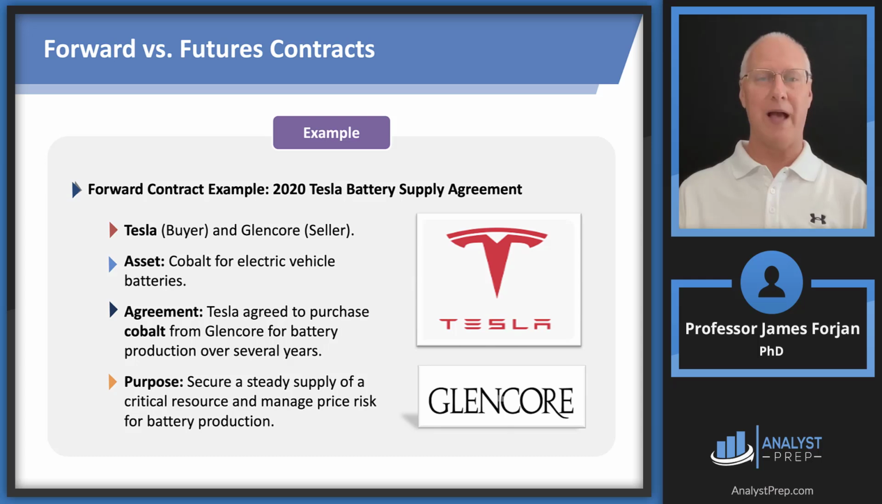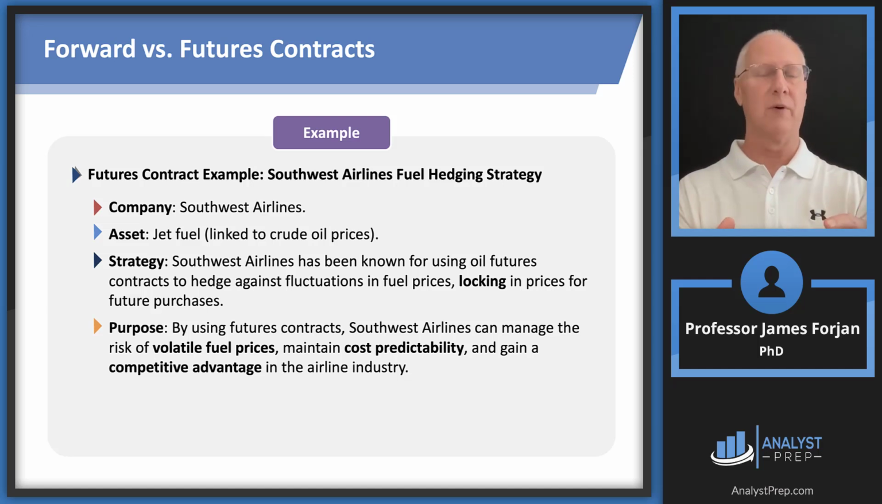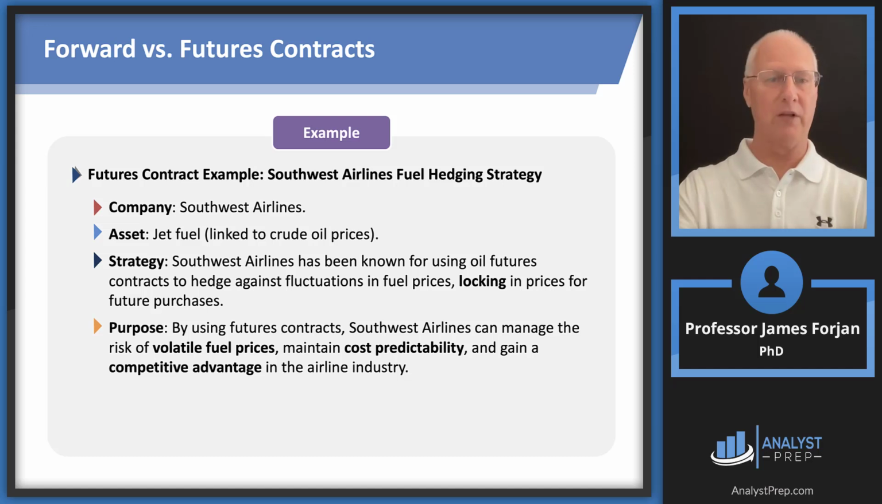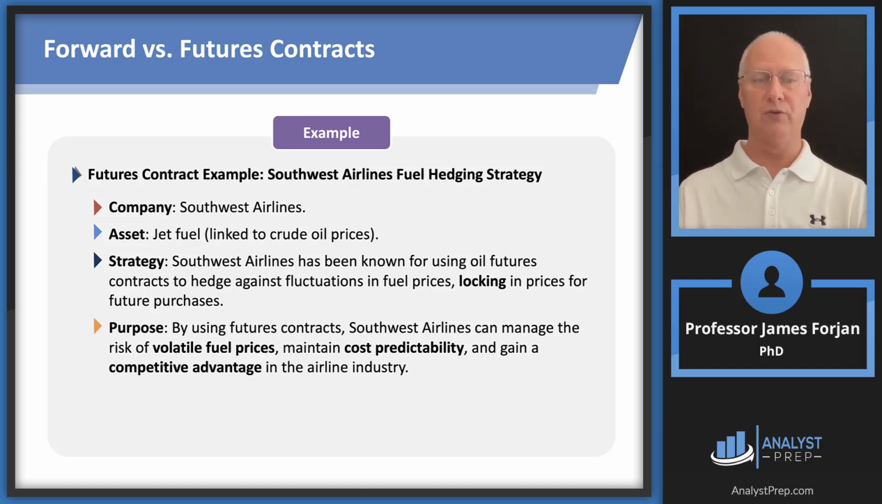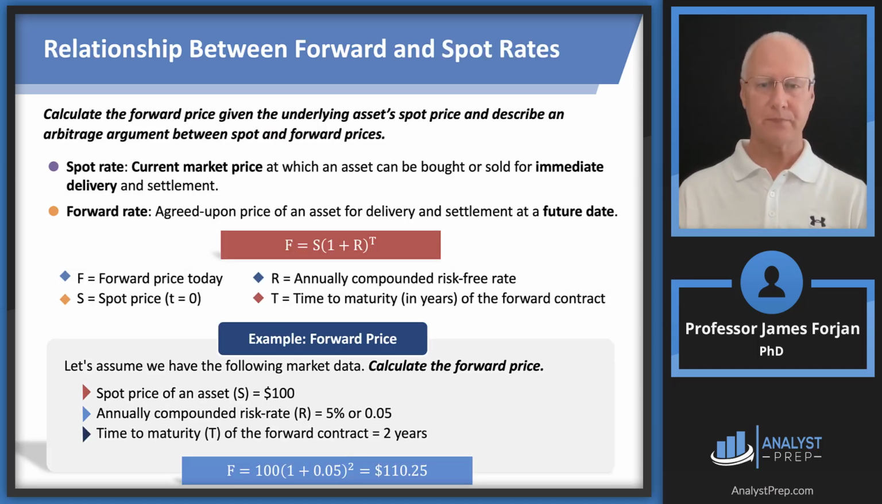But what does Tesla do back here? They locked into a price of cobalt, therefore eliminating commodity price risk. What does Southwest Airlines do? They lock in a future buying price of oil so that they can substantially reduce their commodity price risk. And so this does great things for their capital budgeting, for their estimation of operating cash flows, and it's a great risk management tool.